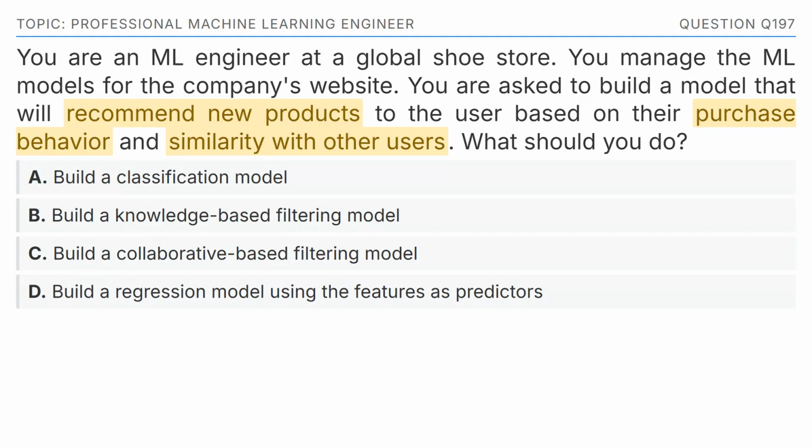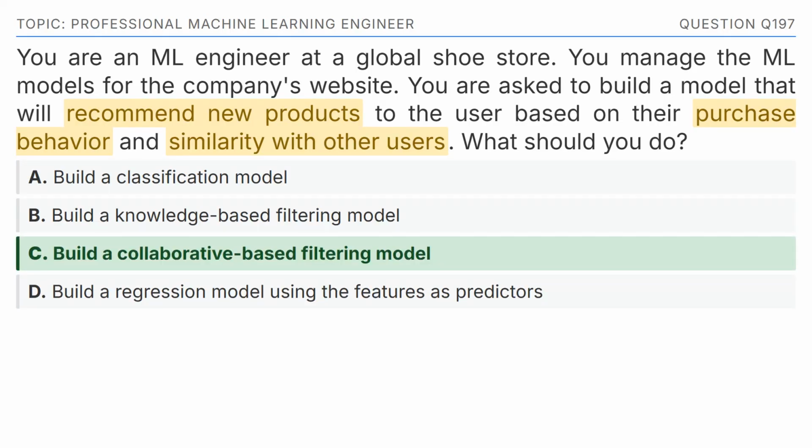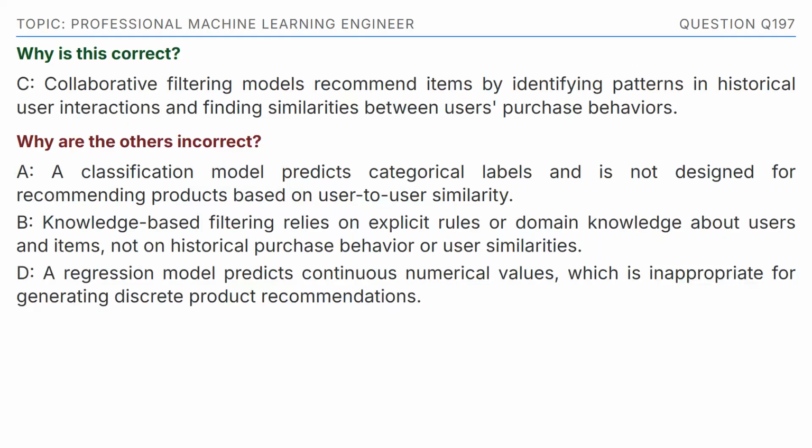To arrive at the correct answer, we focus on the keywords: recommend new products, purchase behavior, similarity with other users. The correct answer is option C, build a collaborative-based filtering model. Why is this correct? C. Collaborative filtering models recommend items by identifying patterns in historical user interactions and finding similarities between users' purchase behaviors.